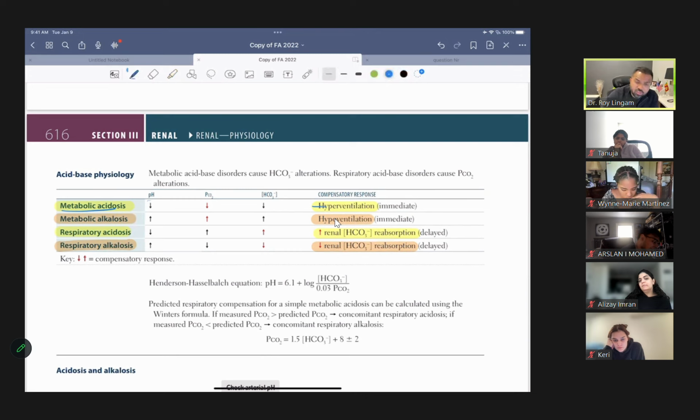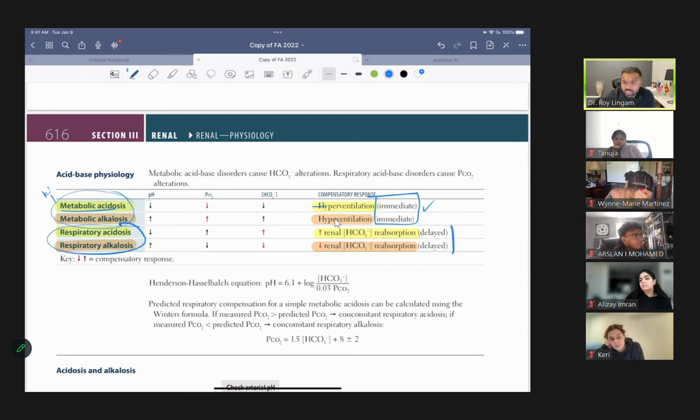The last thing to pay attention to: when you have a metabolic problem, the problem is in the kidney. Your lungs can compensate faster because all they have to do is breathe. Does that make sense? All they have is breathe. So they compensate really fast. But when the problem is in the lungs, the kidney takes forever to compensate. It takes a longer time. It's delayed. So respiratory compensation is faster than metabolic compensation.